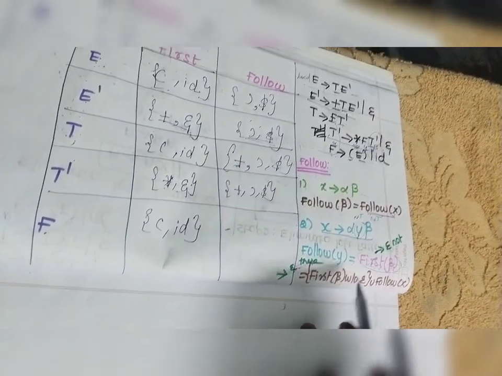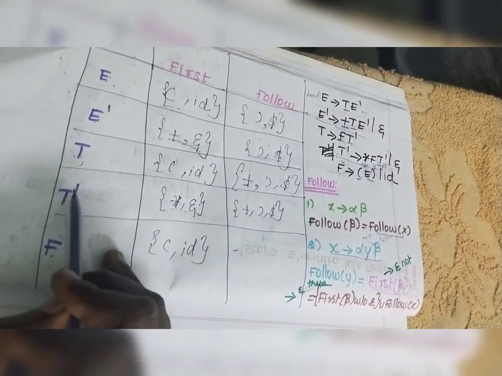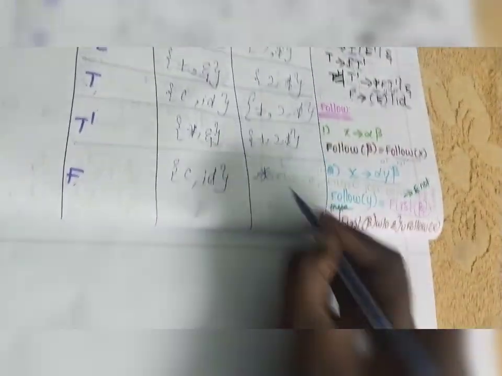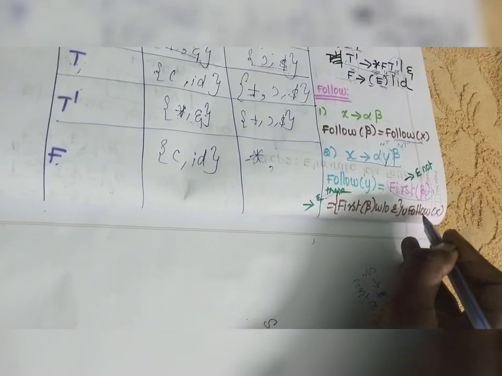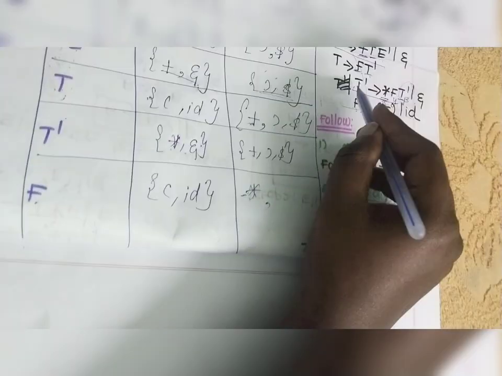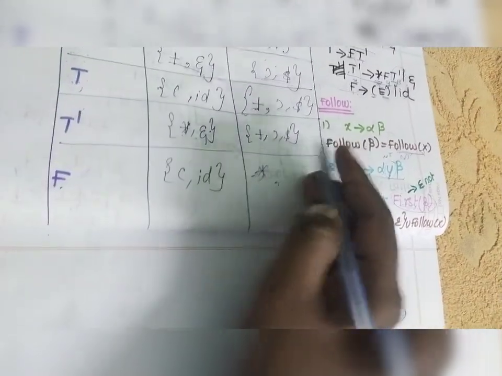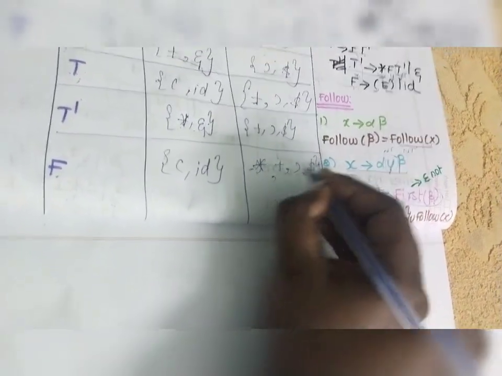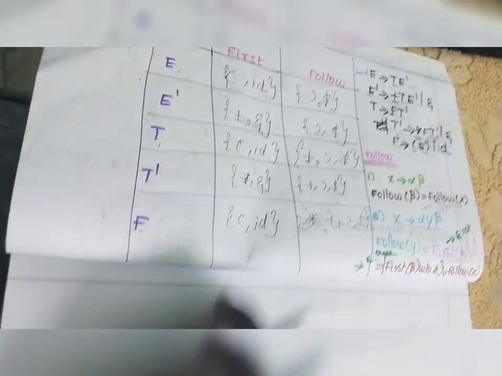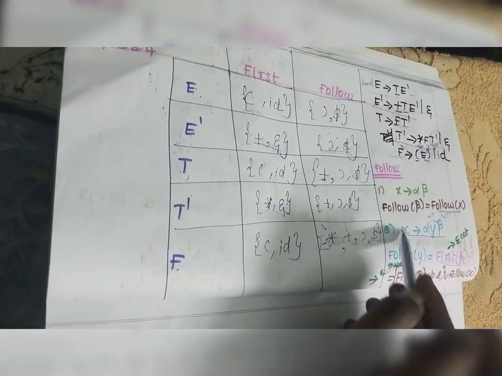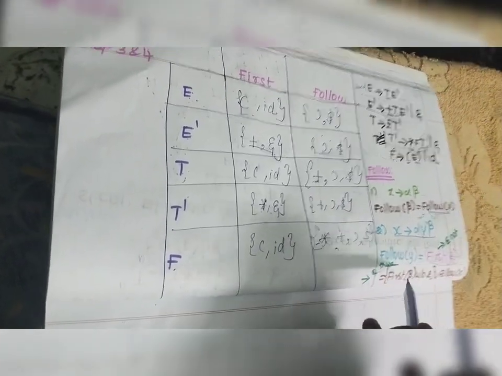First of beta. Beta is T dash. T dash first position star, with that epsilon, comma, union follow of X. X is T dash. So the follow of T dash. Follow of T dash is additionally plus, close bracket, dollar symbol will come. This is the follow for all the heads. First and follow, I think you got to understand. These two equations are very, very important. First study this one.